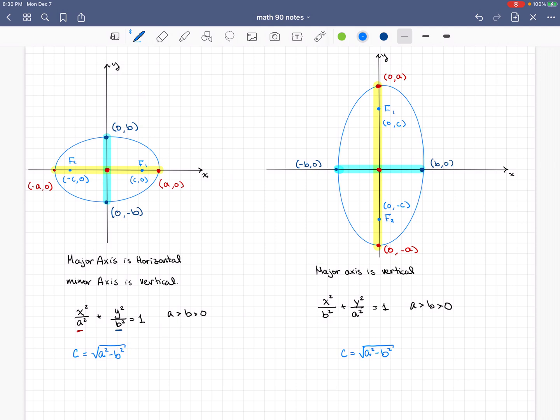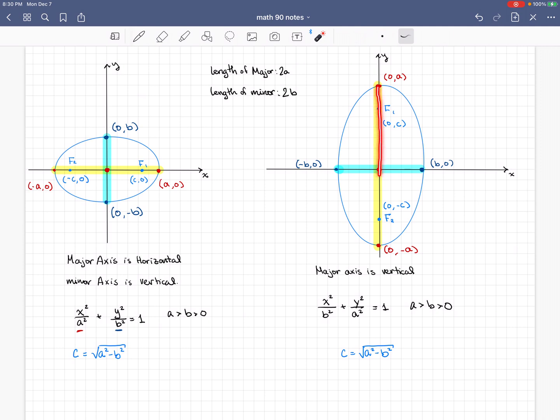Okay? The last thing that I will say is that once in a while, you'll find yourself being given the length, say, of the major axis or the minor axis. So before we go on to the next piece about ellipses, the length of the major axis is always 2a, and the length of the minor axis is always 2b. So this is something you can very clearly see on the picture.